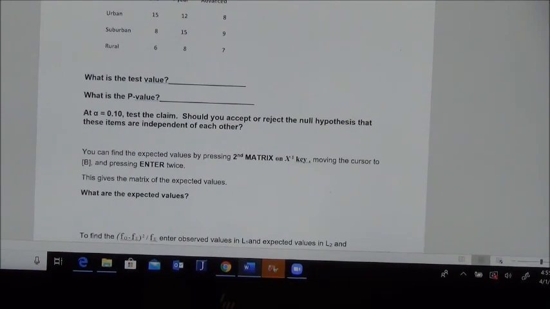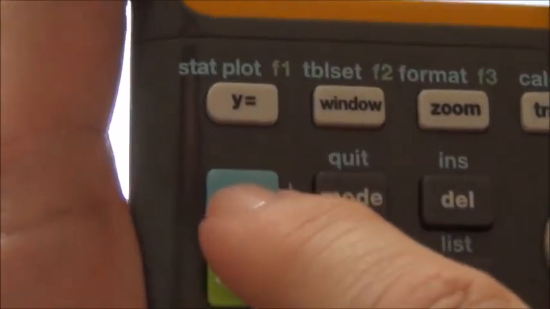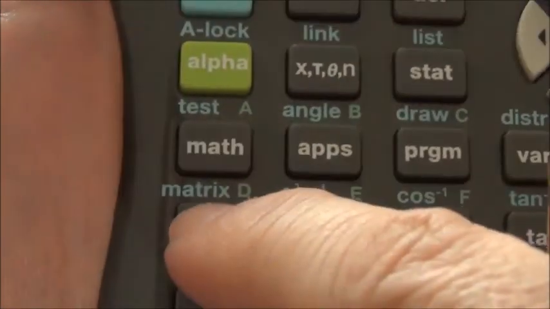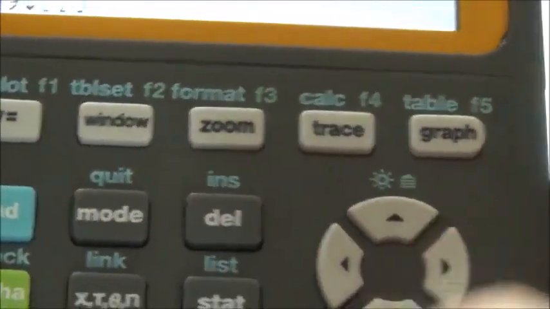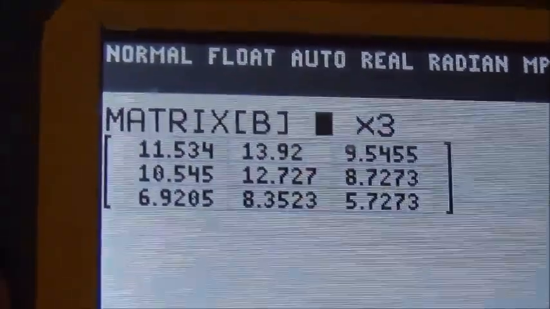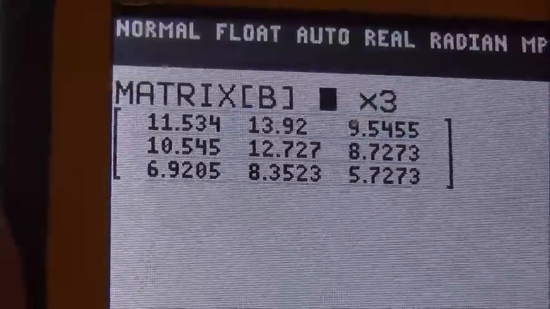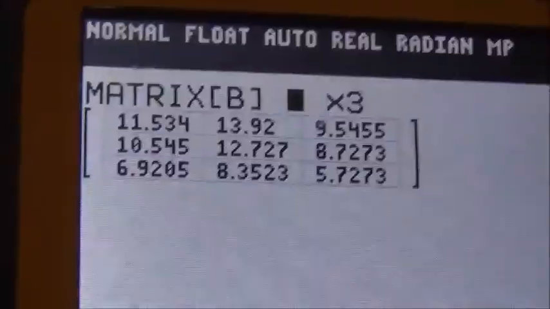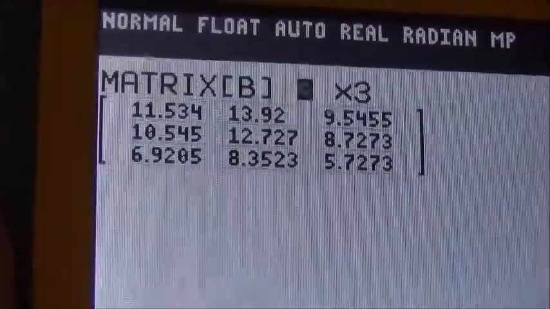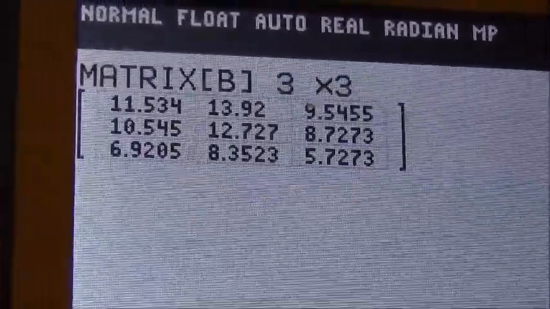Now again, once you're on Alex, you're going to have some tables to fill out. So to do your tables, you are going to do your matrix first of all. So I am going to go to second function again and down to matrix. And I'm going to edit number 2. Number 2 is going to still be a 3 by 3 matrix, but then it's going to give me my expected value for each of those. So 11.534, 13.92, 9.5455, and so forth. I'm going to pause the video, write those numbers down because I'm going to need those in order to do the next part.